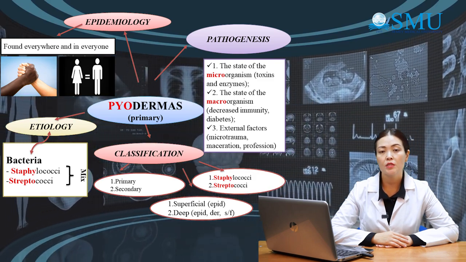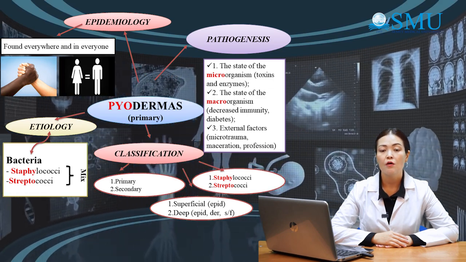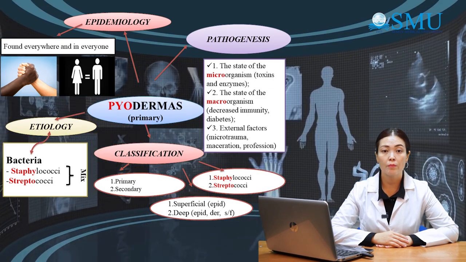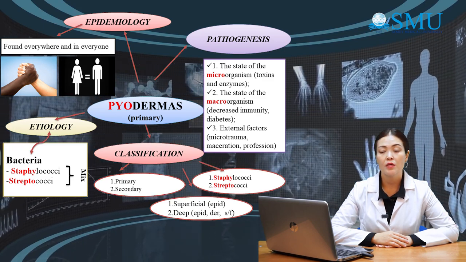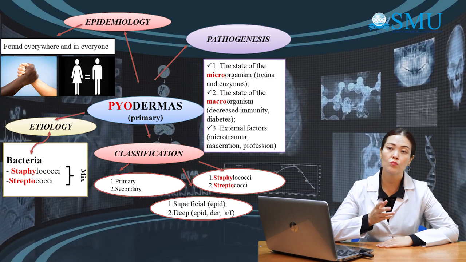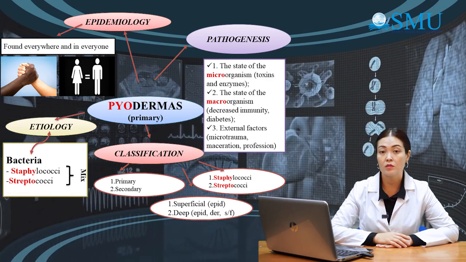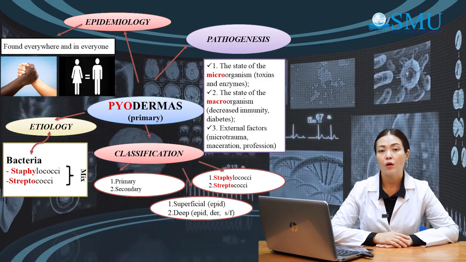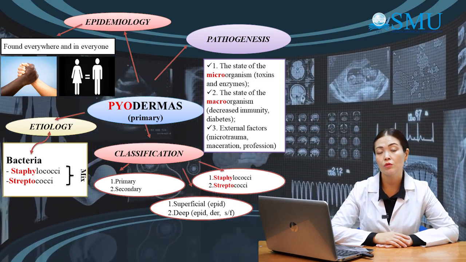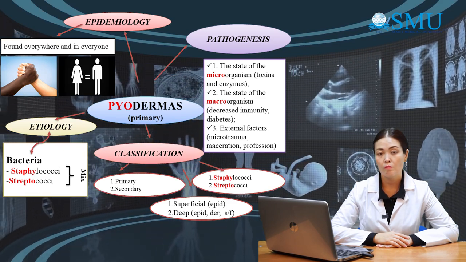And the last step is different exogenic factors. What do exogenic factors mean? The first exogenic factor is your profession. For example, we work as doctors. We sit in a clean room, we use different tools. And what about a person who works on the street, or a person who works with coal, for example? This person has more chances to have bacterial infection of the skin.